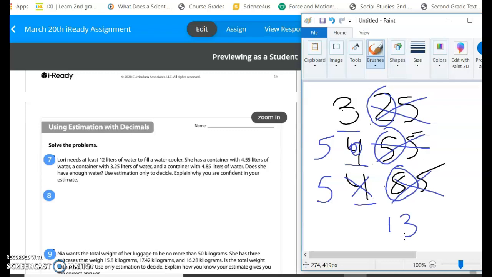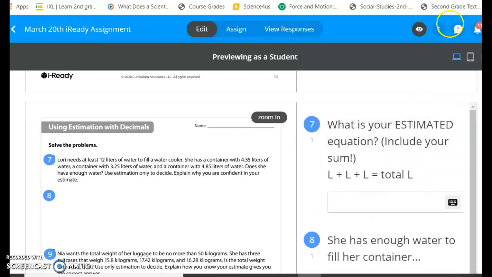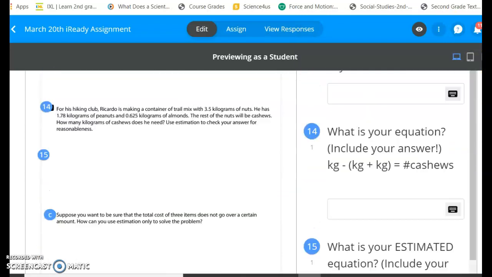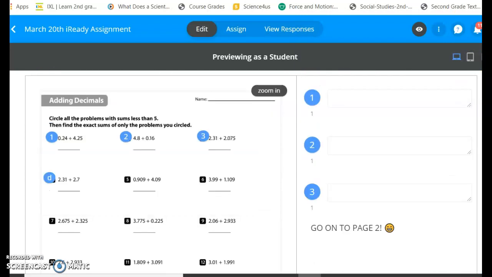Does that mean that I have at least 12? You decide. Then, does she have enough water to fill her container? Now, I'm not going to do the rest of these for you or with you. I think you've got it.